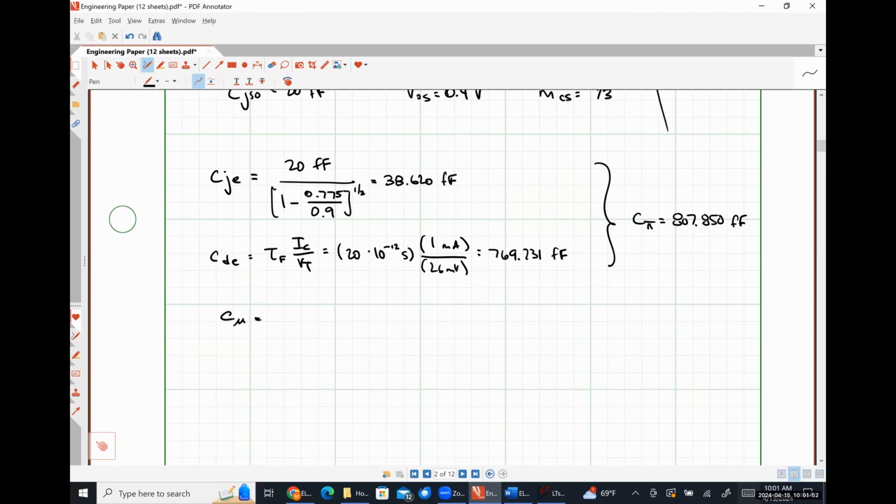C mu, pretty much the exact same equation as CJE. So we're going to have 20 femtofarads over 1 plus 2 volts over 0.5 volts to the 1/3, comes out to be 11.696 femtofarads. Let me ask you guys a quick question here just to make sure you're paying attention. Why do I have a minus sign in my CJE equation and a plus sign in my C mu equation for the voltage across the junction?